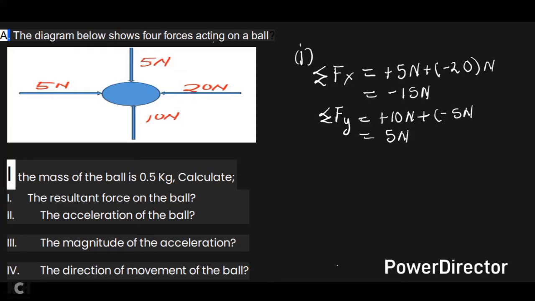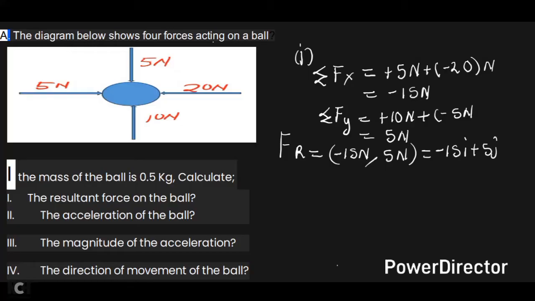So your resultant force in this situation will be negative 15 newtons, 5 newtons. So this is your resultant force. If you want to put this into unit vector form, it will be negative 15i plus 5j. So this is how you calculate your first question. Let's go on to the next question.